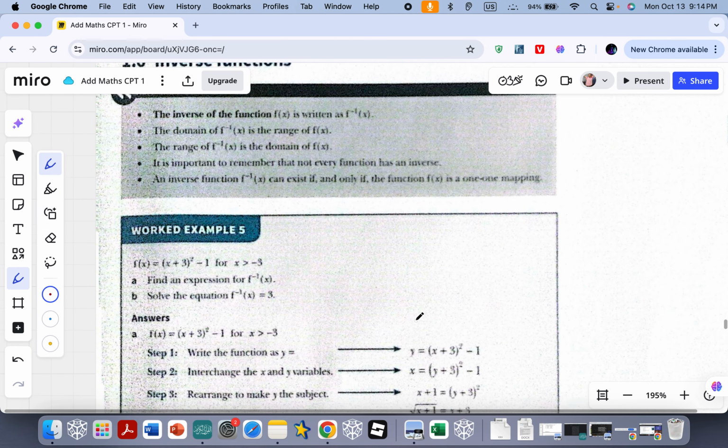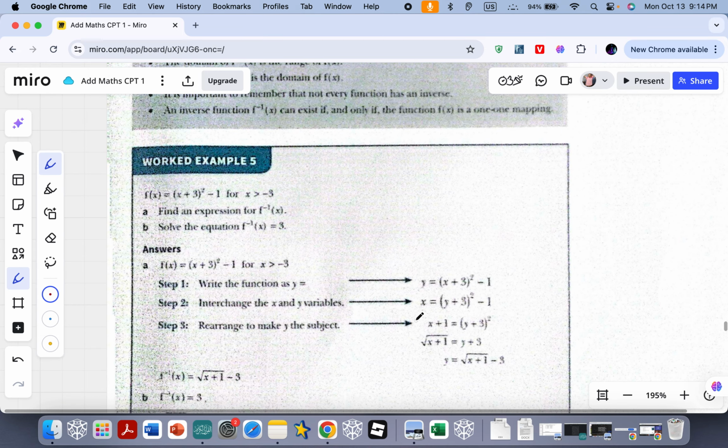Now let's take a look at an example for inverse function. We have f of x equal to (x plus 3) squared minus 1. Now, we want to find the expression for the inverse.